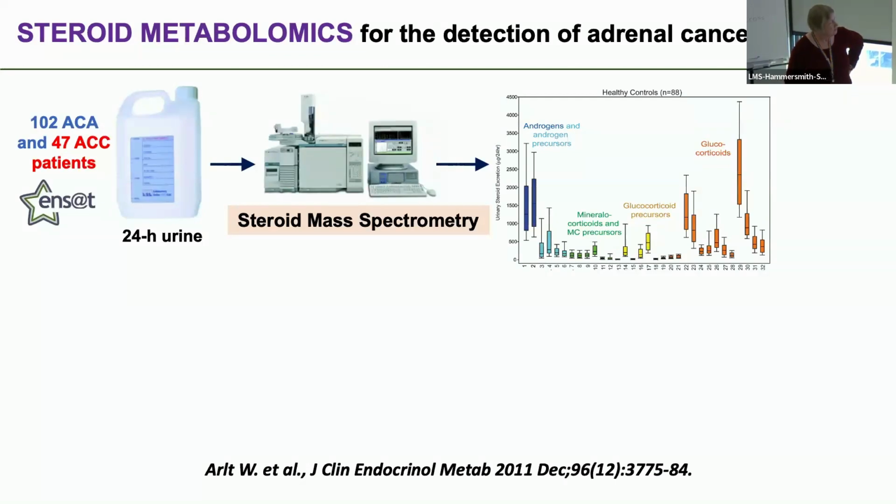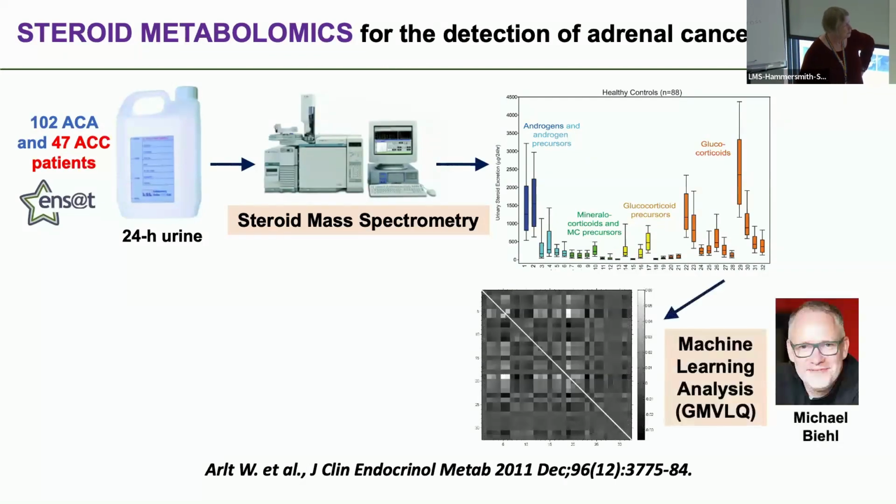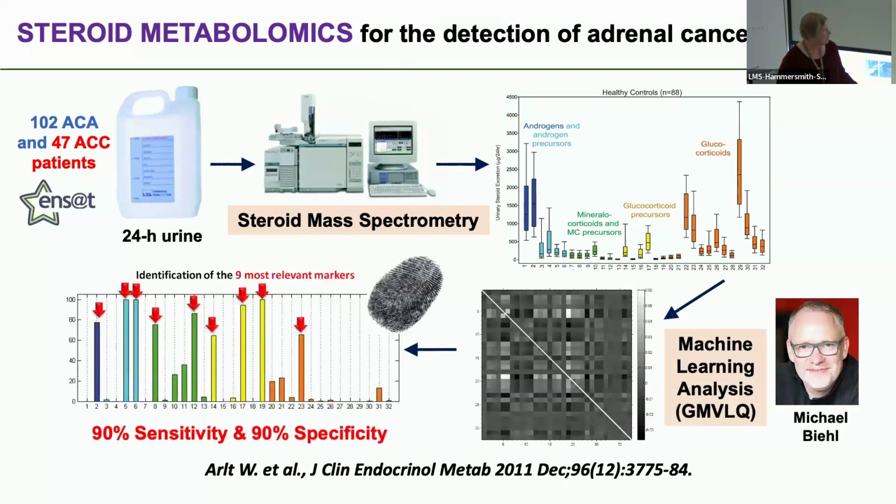And I collaborated with my good friend, Michael Biehl, who's a professor of machine learning in the Netherlands. And he used the steroid data to train and find out what is the difference between benign and malignant. And we were very astonished, but the outcome was that actually 9 markers were enough to differentiate, and it's a super distinct steroid fingerprint. And the majority of what is high are actually the precursors.